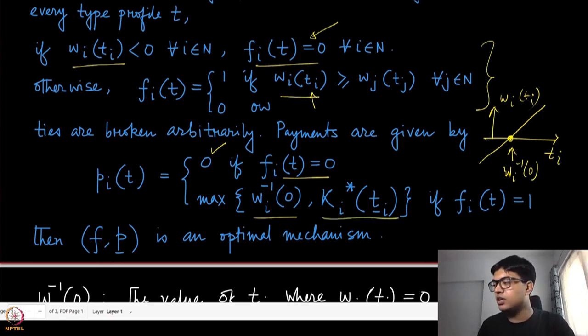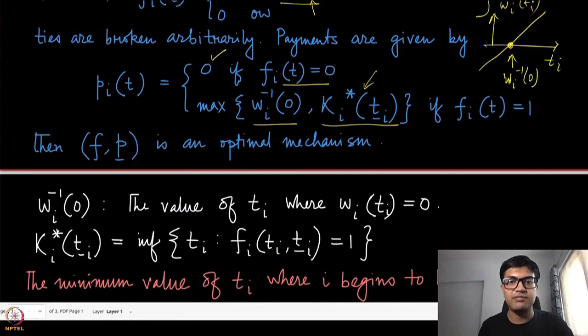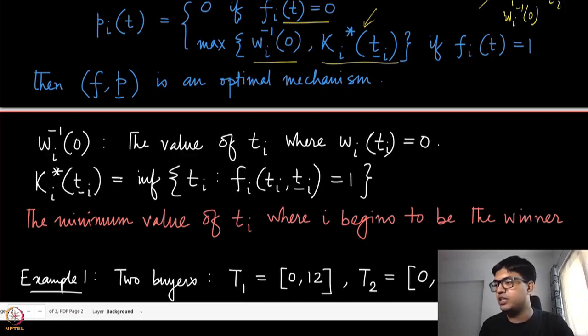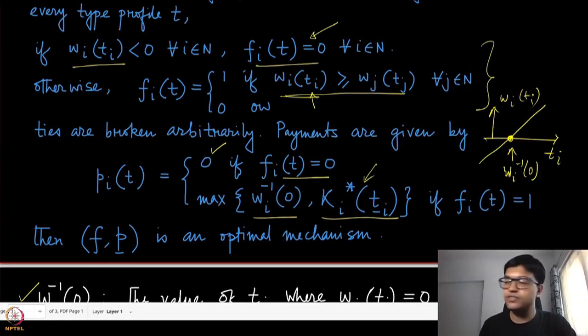And the second condition is that it has to cross the value of the second highest virtual valuation. So its virtual valuation should cross the second highest virtual valuation. That value is denoted by ki star t minus i. So these two things we have actually already defined. And if these conditions are satisfied, then we can say that this mechanism (f, p) is the optimal mechanism. So (f, p) is an optimal mechanism if it satisfies this set of conditions. This gives a complete prescription of how an optimal mechanism should be designed, as long as the virtual valuations are regular and you are looking at only single object allocation.